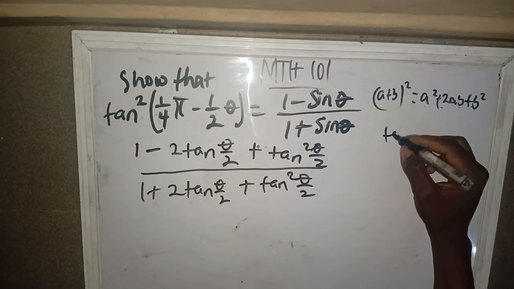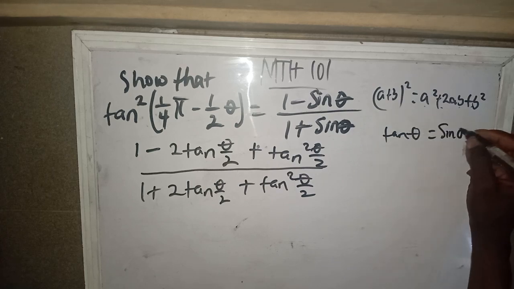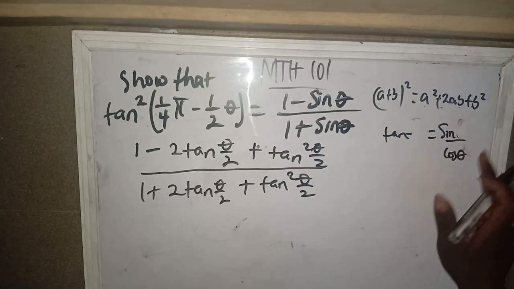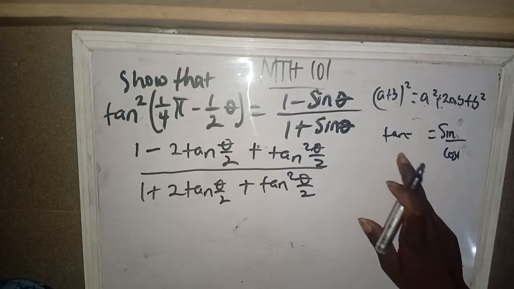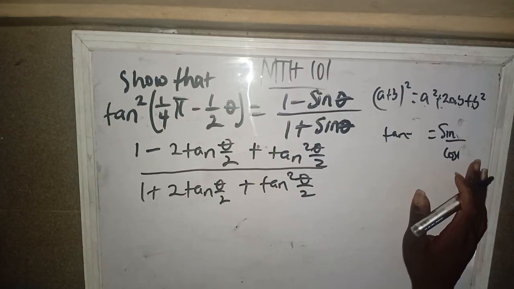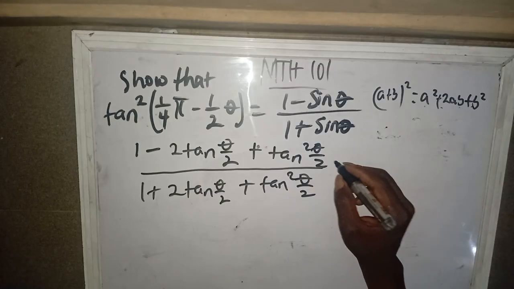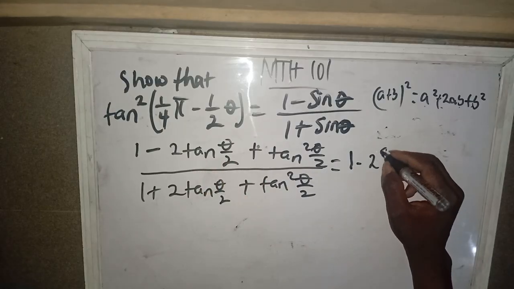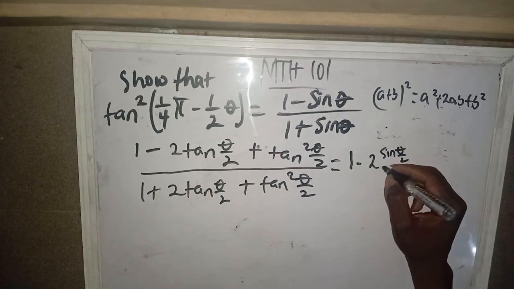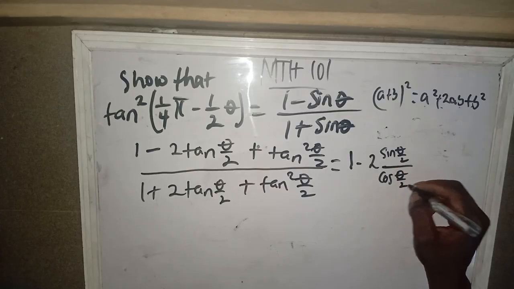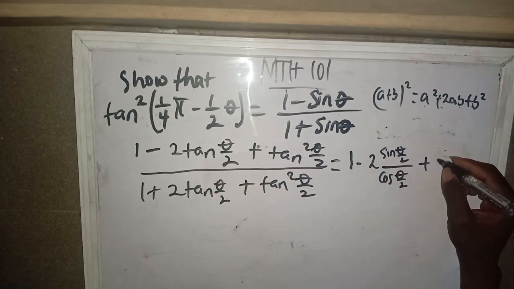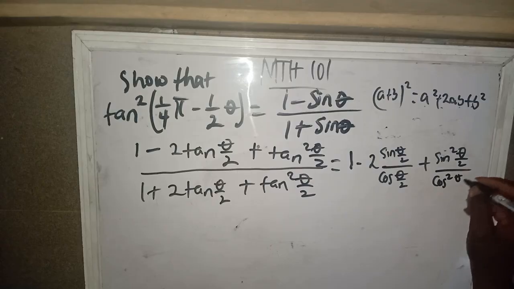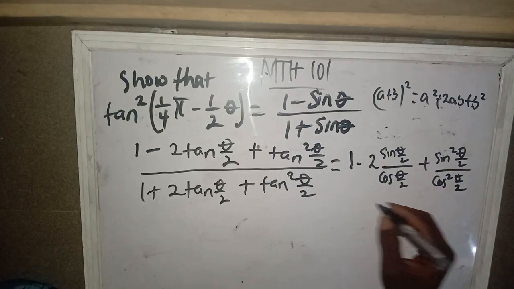Note tan theta equals sine theta over cos theta. Or let me say tan equals sine over cosine. I hope you are familiar with this. Tan is sine over cosine. So all this time we are going to replace it with sine over cosine. So here we are going to have 1 minus 2 tan theta over 2, that's sine theta over 2 divided by cos theta over 2, plus tan square theta over 2, that's sine square theta over 2 divided by cos square theta over 2. Are we together?